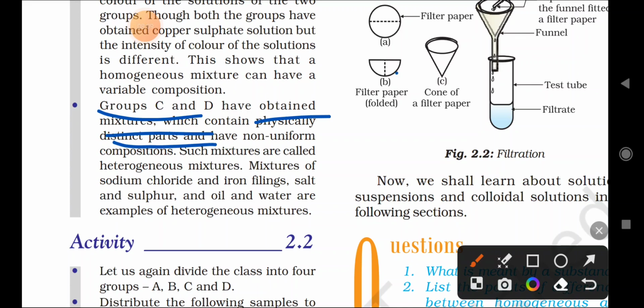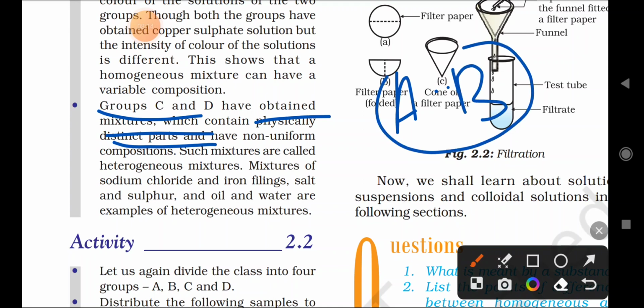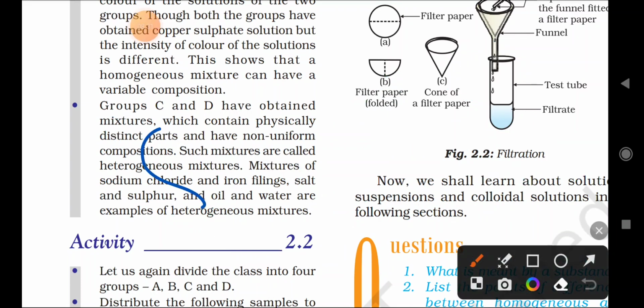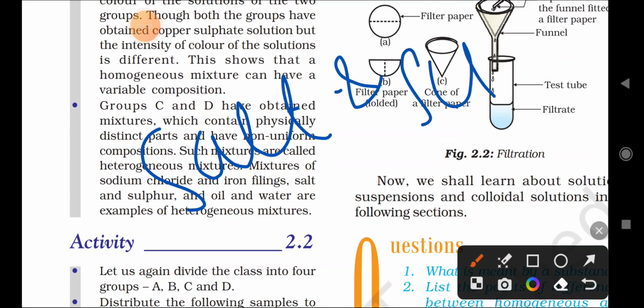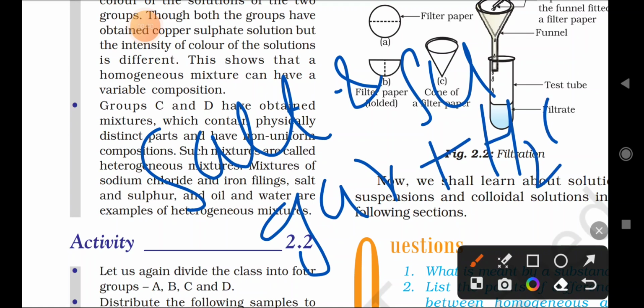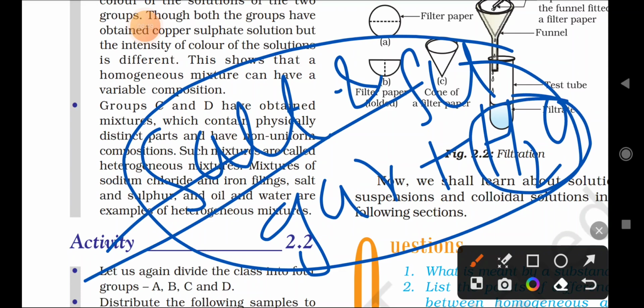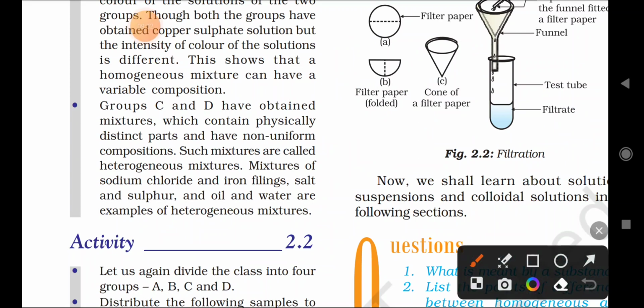Next, groups C and D have obtained mixtures which contain physically distinct parts and have non-uniform compositions. In groups A and B we added copper sulfate with water, so the parts are not visible to our naked eyes. We also gave some examples of salt and sugar with water, correct? In this solution we cannot distinguish where the salt is and where the sugar is in the water solution. We cannot separate them, they are not visible in the water because they are completely dissolved in the water, correct? But some types of mixtures can be easily distinguished and also easily separated, and those are called a heterogeneous mixture.